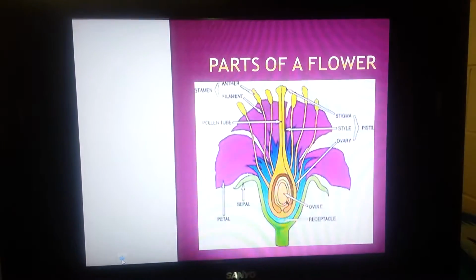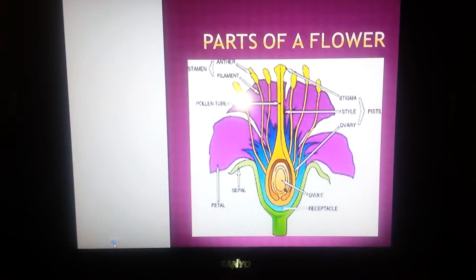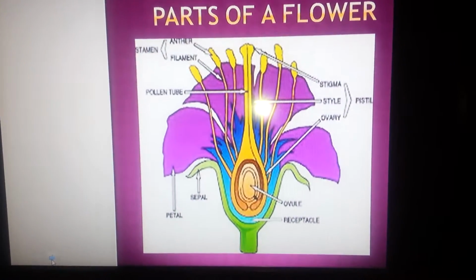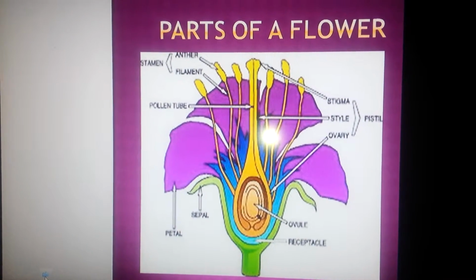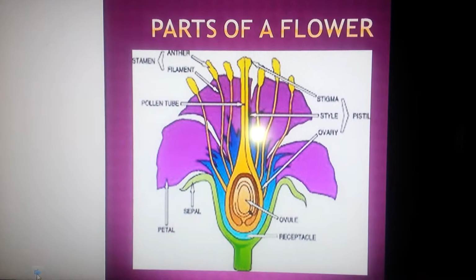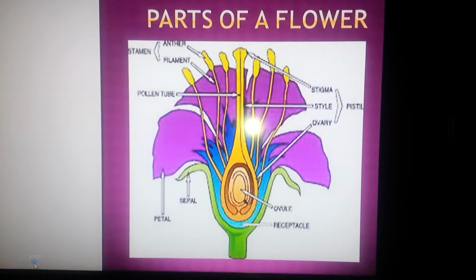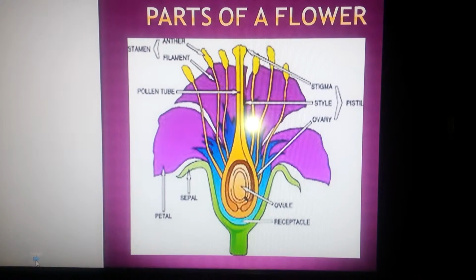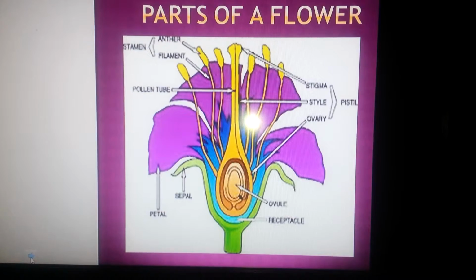The stamen is made up of anther and filament. The pistil is made up of stigma, style, and ovary. Inside the ovary you have the ovules. The petal is brightly colored. The sepal is the bottom of the flower, and the receptacle is attached to the stem.